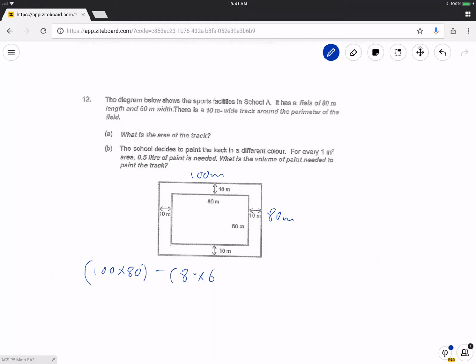80 times 60, which will give us 3,200 meters square. Sorry, is there some error? No, okay, correct. So what the school decides to paint.